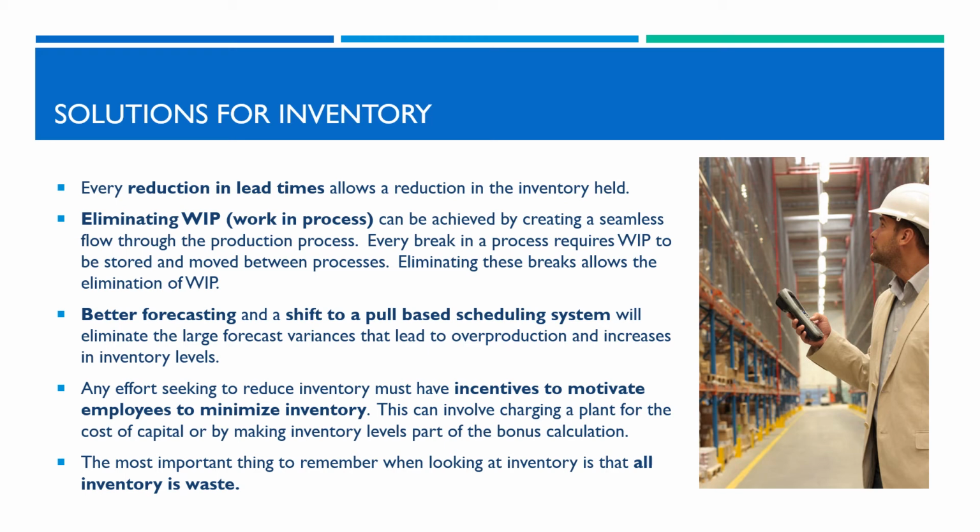Eliminating work in process can be achieved by creating a seamless flow through the production process. Every break in a process requires work in process to be stored and moved between processes. Eliminating these breaks allows the elimination of work in process. Better forecasting and a shift to a pool-based scheduling system will eliminate the large forecast variances that lead to overproduction and increases in inventory levels.